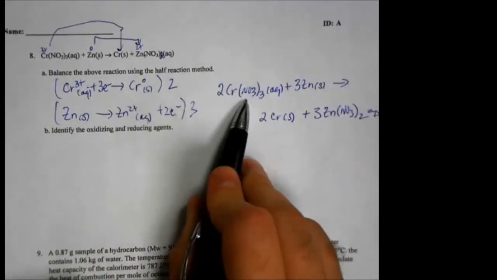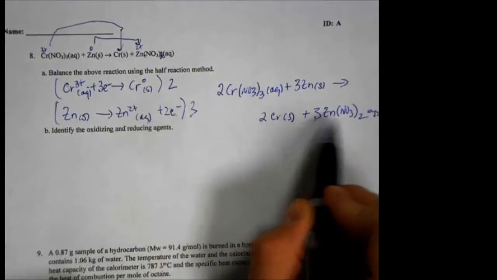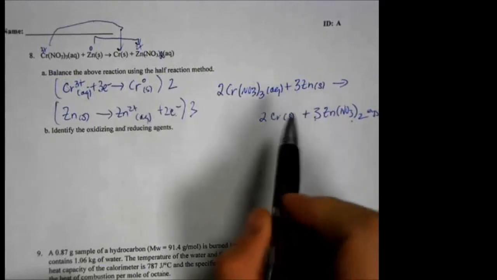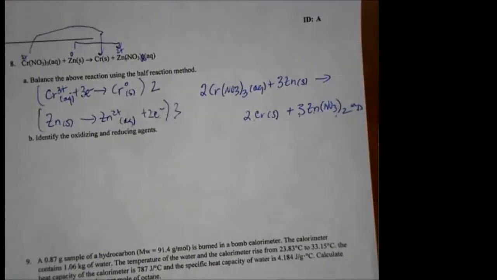We have 3 nitrates here. We have 2 times 3 nitrates is 6 nitrates. Here we have 3 times 2 nitrates is 6 nitrates. We have 3 zinc and we have 2 chromium. So we're good to go.